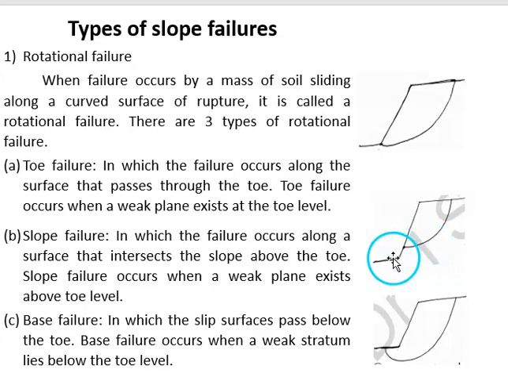If the weak stratum is located above the toe level, then there is a possibility of slope failure. And if the weak stratum is located below the toe point, then the slip surface passes below the toe. So in this case, base failure occurs.